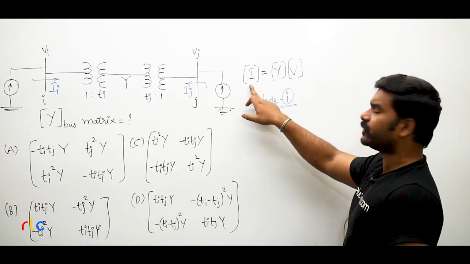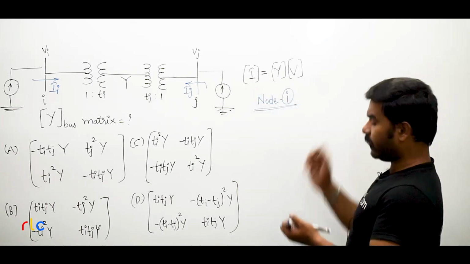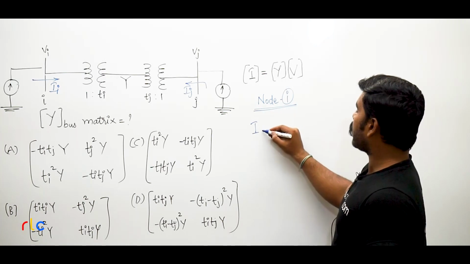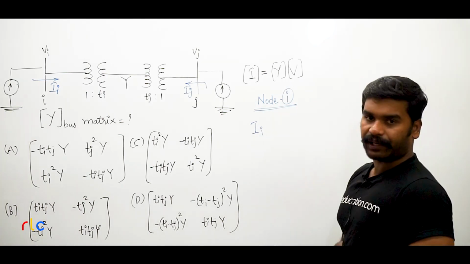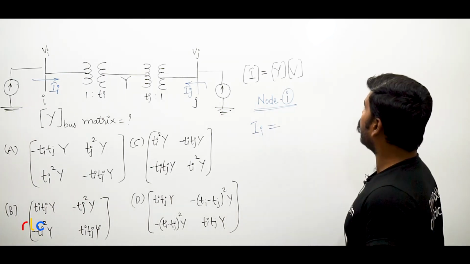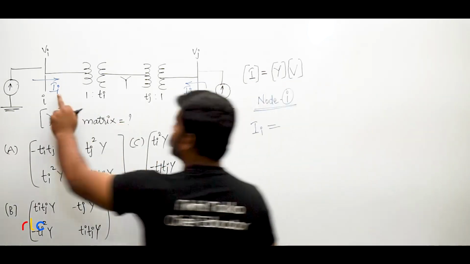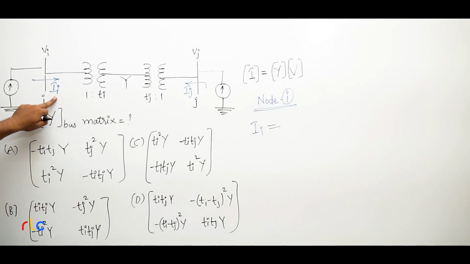What is the nodal equation? This is the nodal equation: I is equal to VY. So what is the current entering at the node I? The current entering at the node I is Ii. That would be equal to what? Voltage into admittance. Now, against which voltages is this current circulating?